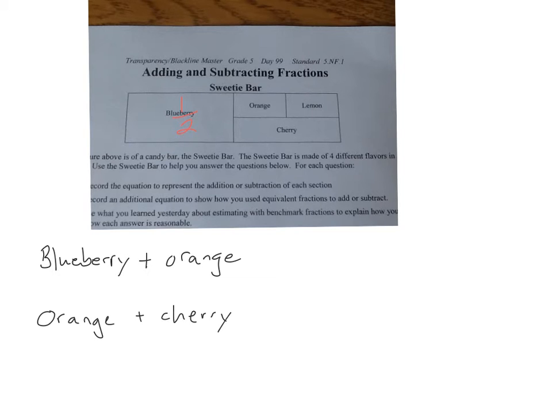Now things get trickier when I look over on the other half, because now all of these flavors are not equivalent to 1/2. So I have to think, what exactly are these sections? So when I look at the orange, honestly I'm picturing like there's an imaginary line that comes down here.